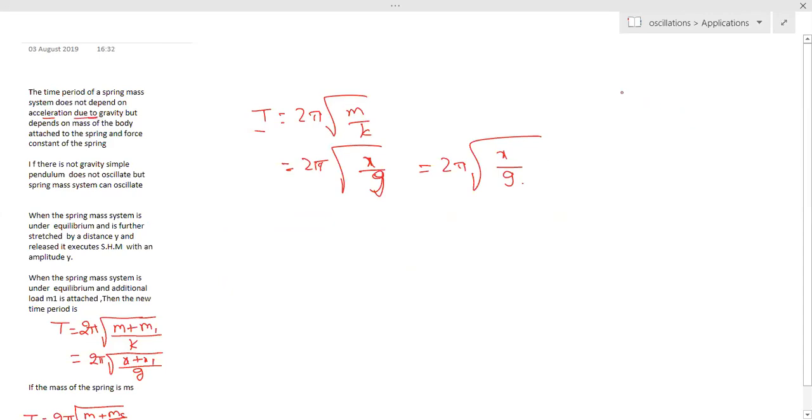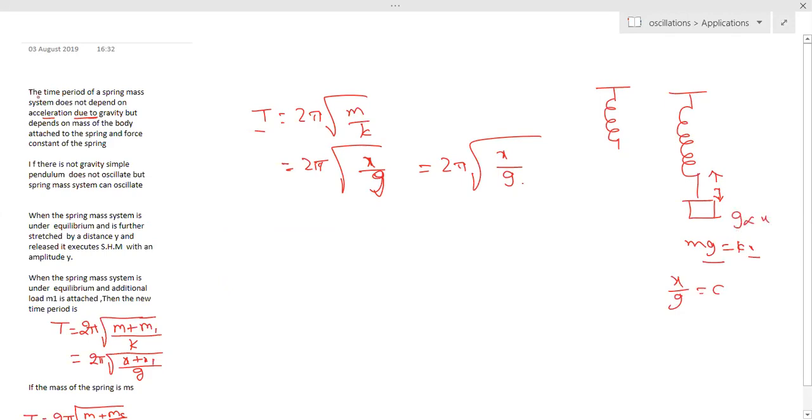Now let us see. What did we do? This is my spring in unextended state. To this spring, I hung a mass, capital M, due to which it underwent an extension x. In this case, Mg is equal to kx. Now here, if you observe, if g increases, the value of x will increase, such that the value of x by g is constant. So g and x are directly proportional.